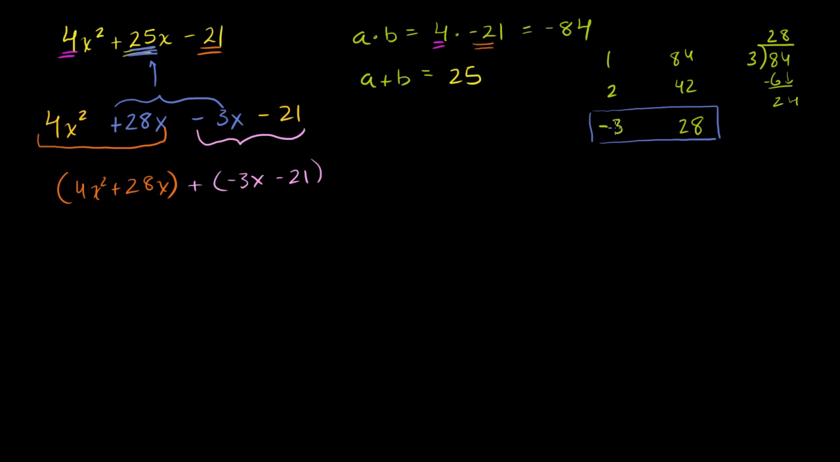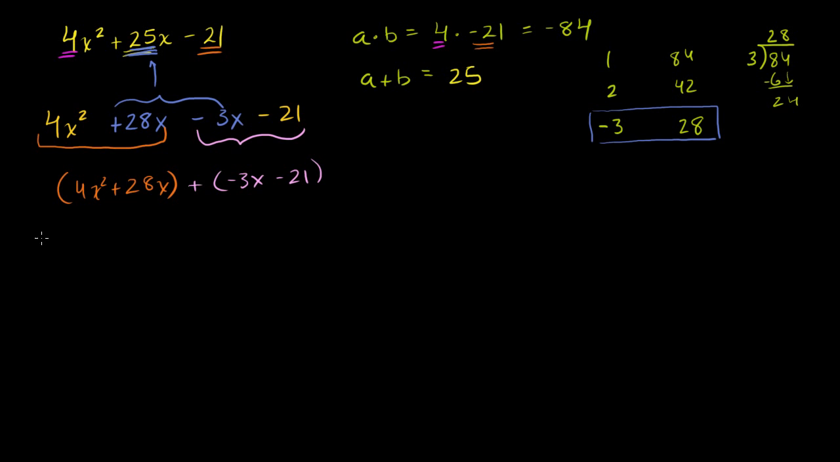I grouped the negative 3 with the negative 21, because they're both divisible by 3. And I grouped the 28 with the 4x squared, because they're both divisible by 4. And now, in each of these groups, we factor as much out as we can. So both of these terms are divisible by 4x.